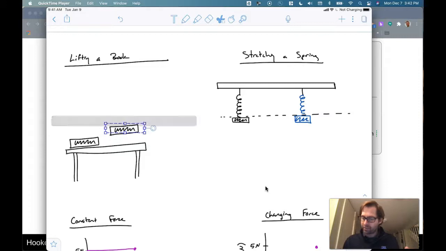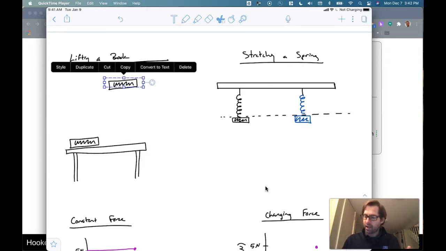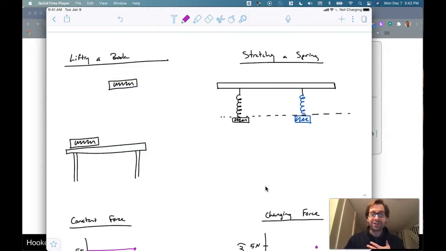If I slide this book up here, I know now that I've increased that book's potential energy. The potential energy has gone up, and it's gravitational potential energy because it's at a different height off the table, right? It had some distance that it traveled from where it was resting to where it is now, and therefore it has more energy.